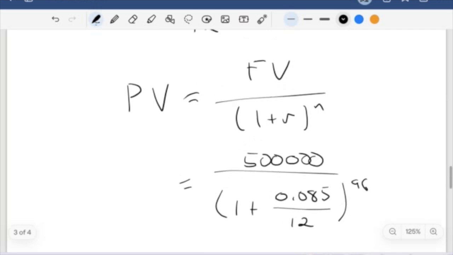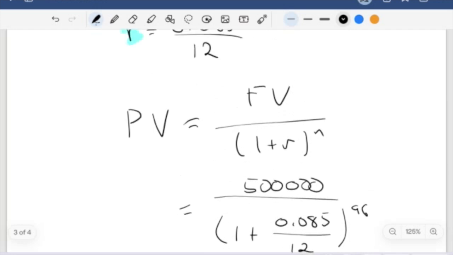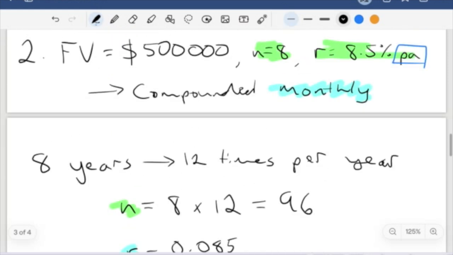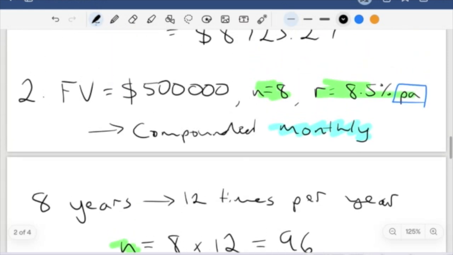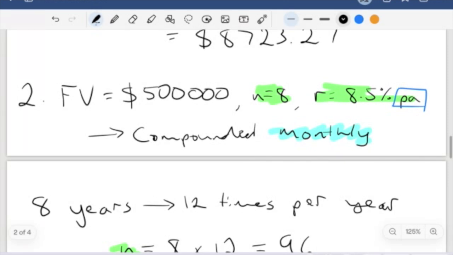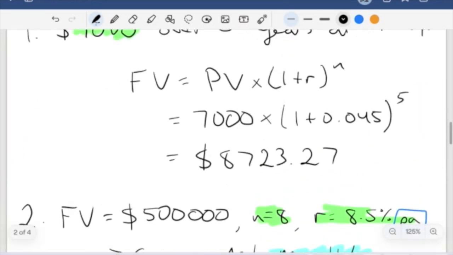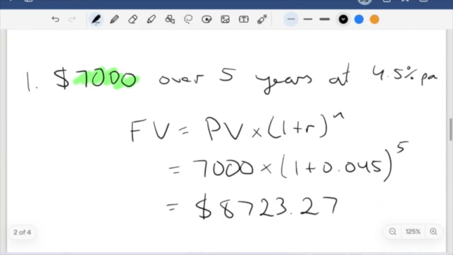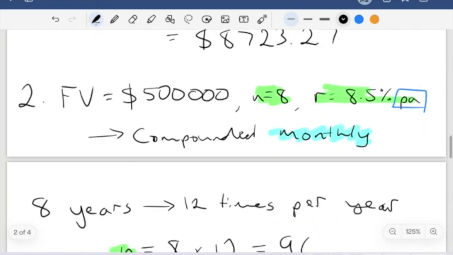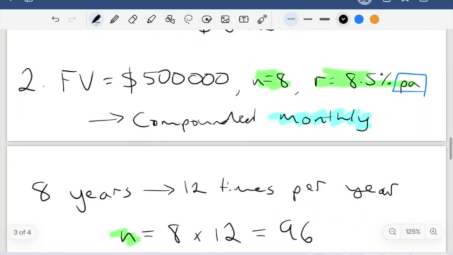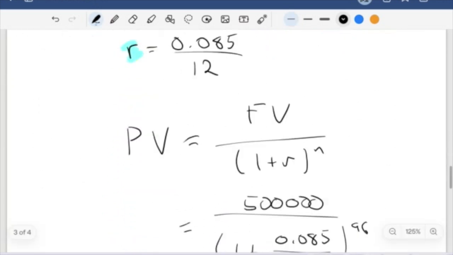So I'm still just substituting it into the formula, but first when we approach these questions, we want to ask ourselves, is it going to change? And what tells us it changes is the compounding period. Is it monthly? Is it yearly? Like in the first question, this was compounded yearly, so we left everything. Once this period changes, we need to make our changes to our n and our r.